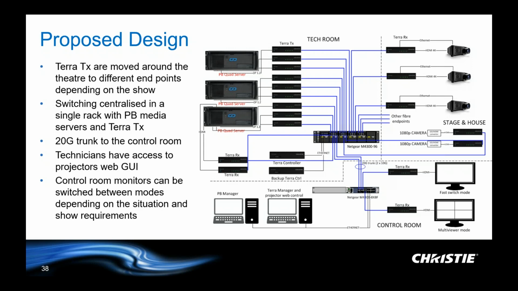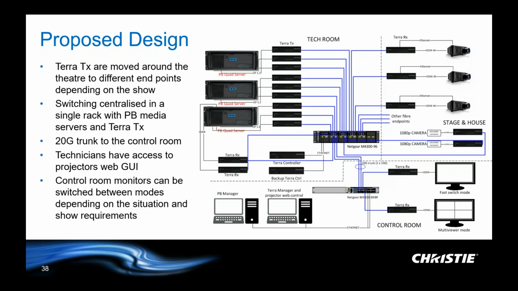And also there were transmitters for the cameras. So the cameras are 1080p. They had little SDI to HDMI converters. We used the HDMI input on the transmitters. That would go straight back over their existing fiber to the M4300, the 96-port Netgear switch, and then get routed to the RX that are in the tech room, so that the Pandora's Box could pick up the camera signals. In the control room, there was a smaller switch, again an M4300, but an 8x8.